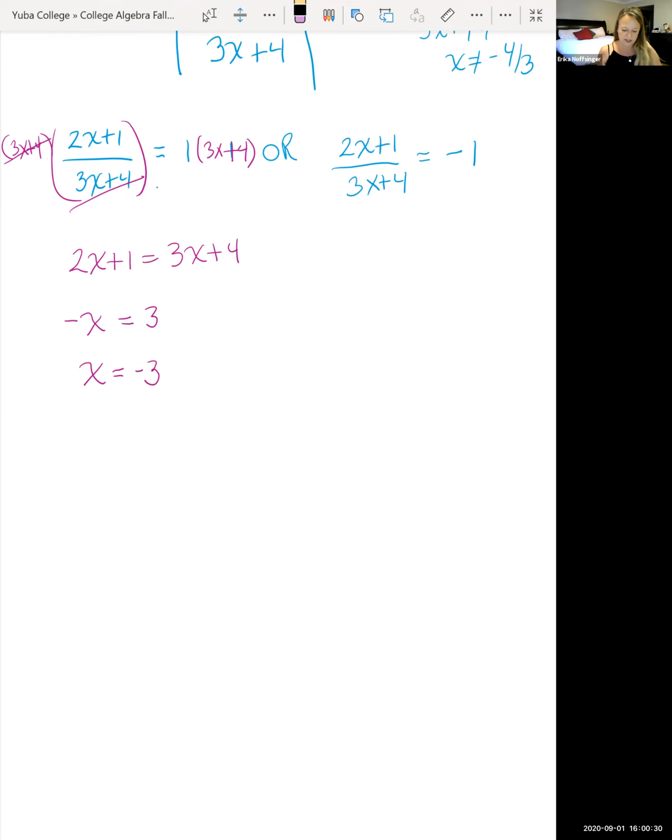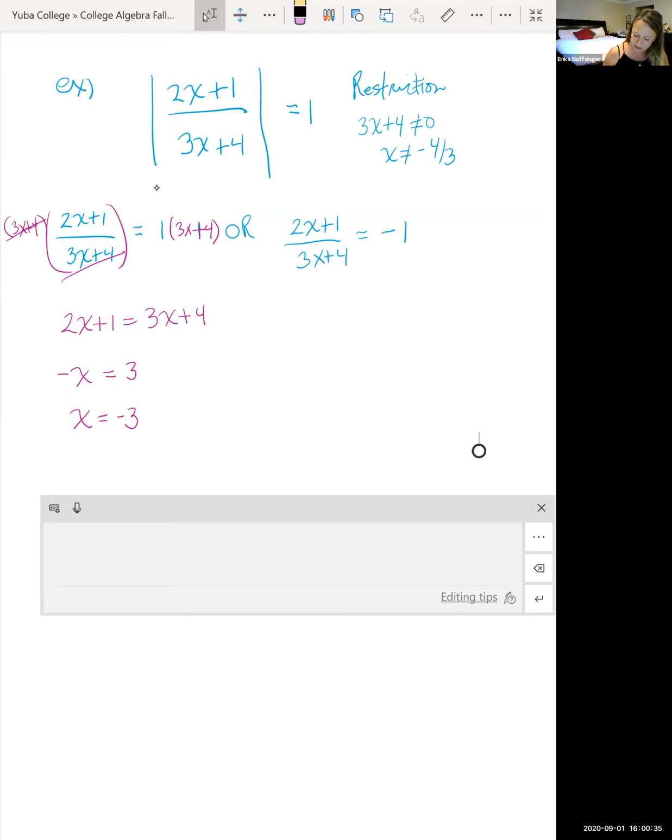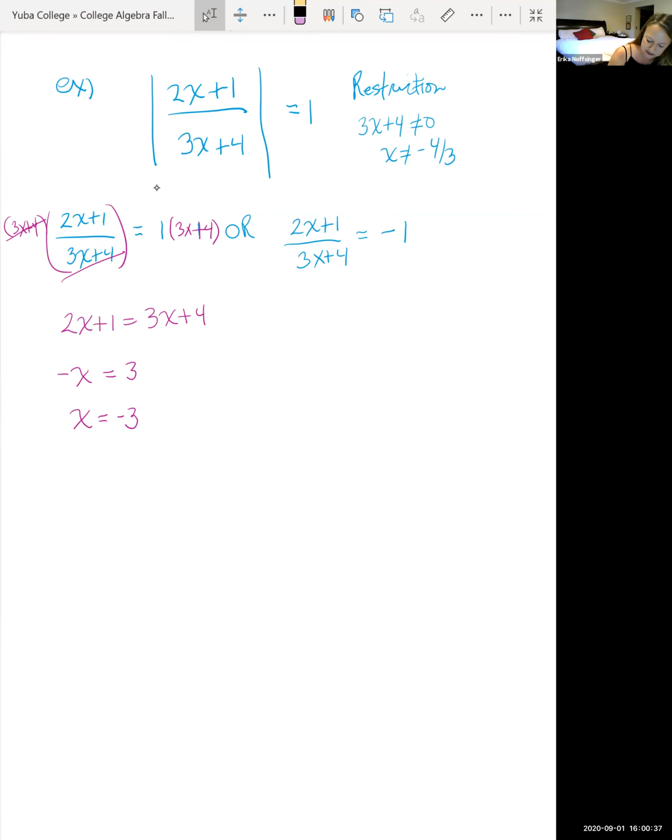So that was one of the equations. Solving the other equation, we start it the same way. We want to get x by itself. Let's clear the fraction. We can multiply both sides by the LCD, 3x plus 4.